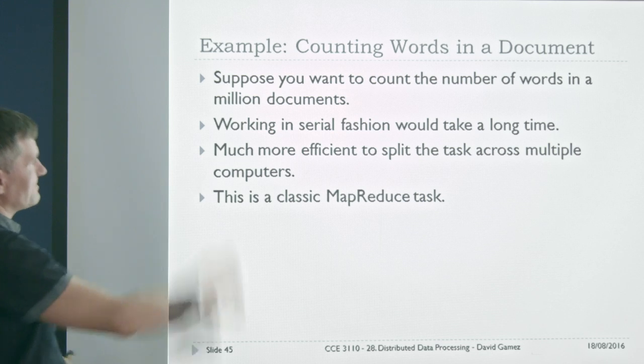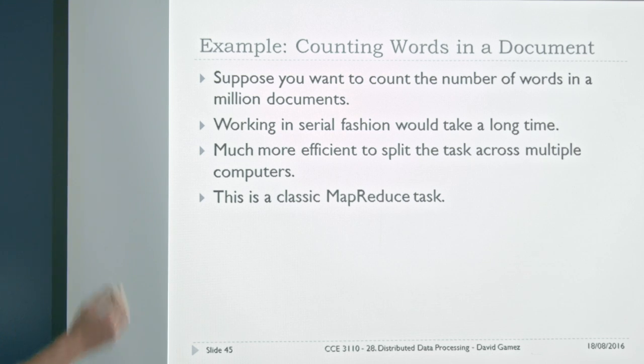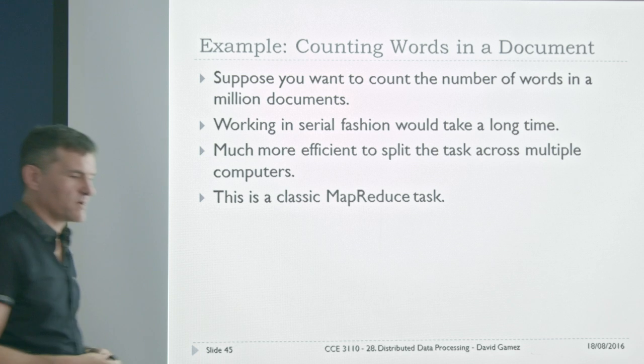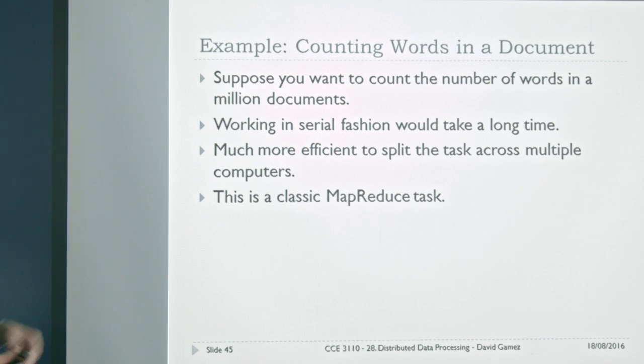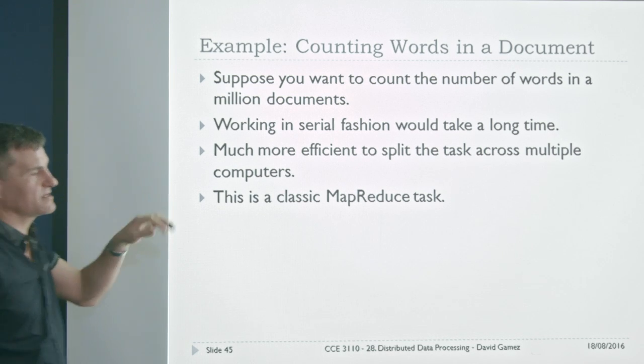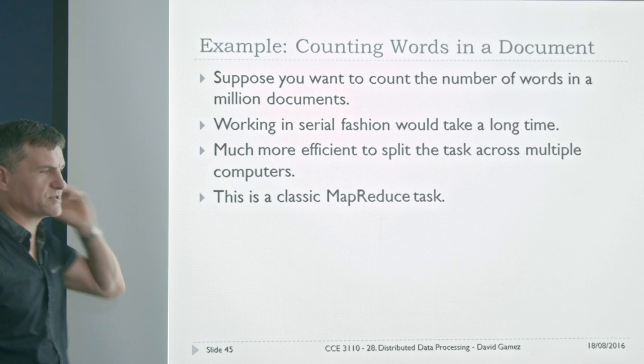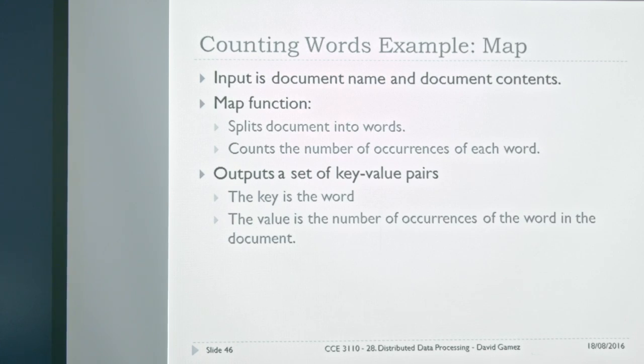So in this simplified example, we want to count the number of words in 1 million documents. If we want to work through each of those 1 million documents on a single CPU, it's going to take an awful long time. It's much more efficient to split the task across multiple computers, and this is a classic MapReduce task. So if you look for MapReduce examples, this is the one you often get.